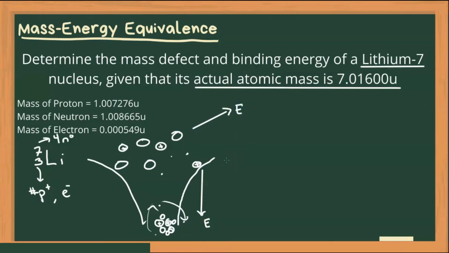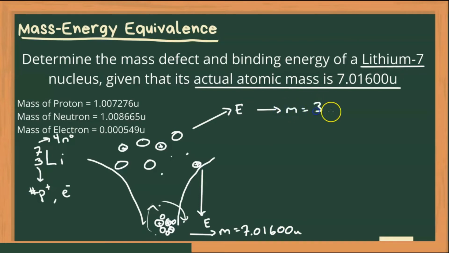So the question is, where does that energy come from? And it actually comes from the actual mass, because the mass of lithium-7 is less than the mass of its parts. So let's look at that. So lithium-7, it tells us, has a mass of 7.01600 atomic units.